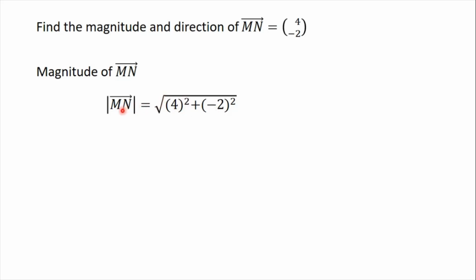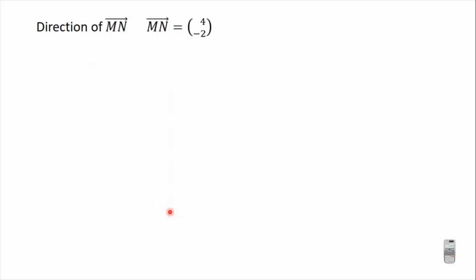So the magnitude of vector MN is equal to square root of 4 squared plus (-2) squared. And when you do this on your calculator, you are going to have 4.5 units. Remember, we are leaving our answer in 1 decimal place, so 4.5 units. Let's move on to the direction of MN. When you want to find the direction of a column vector, the first thing you need to do is to draw the diagram for the vector. So you draw our x and y plane here. We are beginning from M.